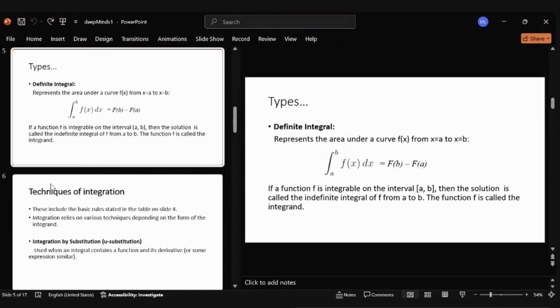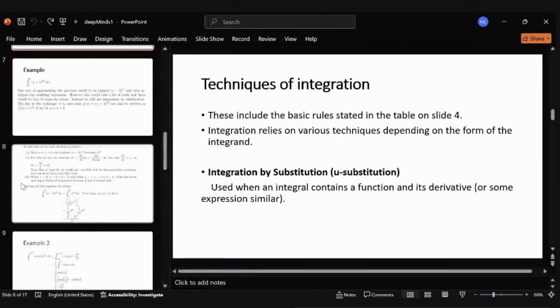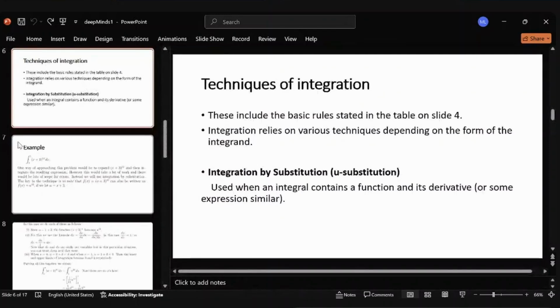Then the techniques of integration. Integration relies on various techniques depending on the form of the integrand. Integration by substitution is one of the techniques, and it's what we're going to look at first.